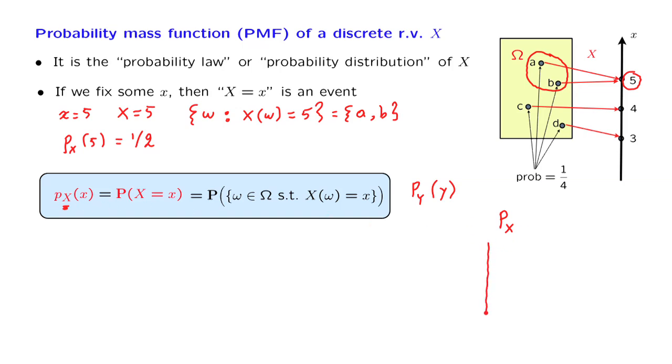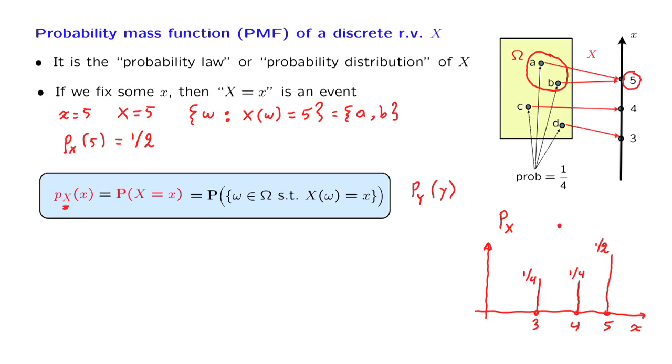And we can produce plots of this function. In this particular example that we're dealing with, the interesting values of x are 3, 4, and 5. And the associated probabilities are: the value of 5 is obtained with probability 1/2. The value of 4, this is the event that the outcome was C, which has probability 1/4. And the value of 3 is also obtained with probability 1/4, because the value of 3 is obtained when the outcome is D, and that outcome has probability 1/4.